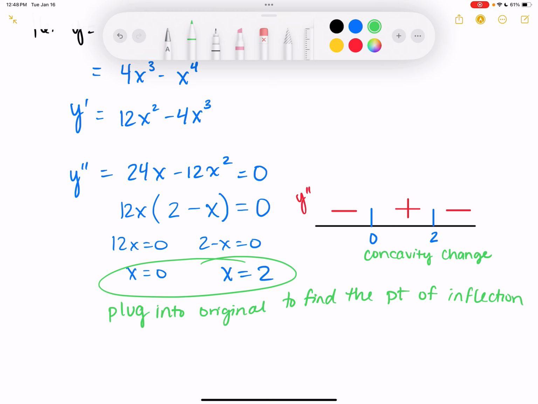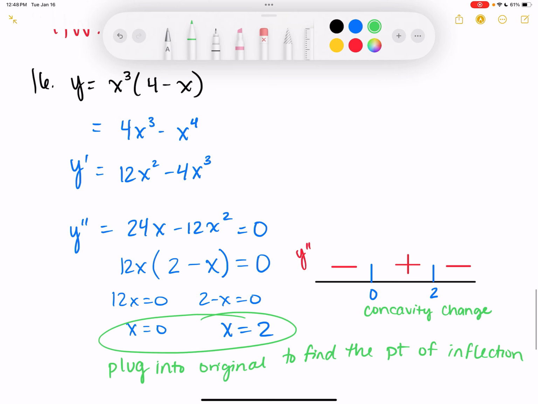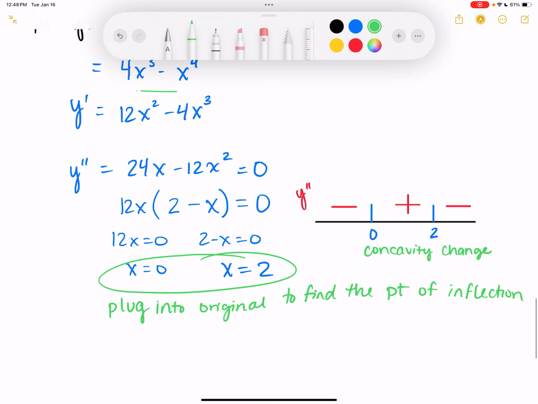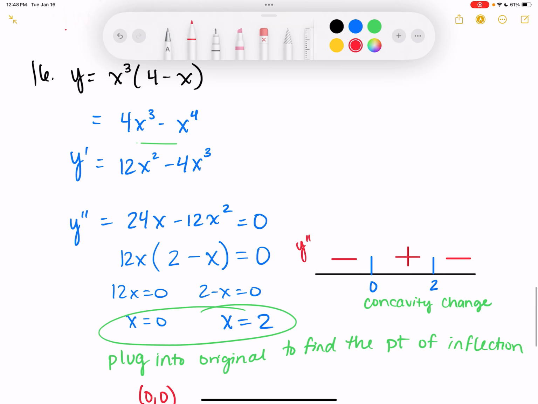Sometimes it will stay positive, and if it just stays positive, that's not a point of inflection. So that's why we have to check. So we plug these values into the original. If I plug 0 into the original, I get 0. If I plug 2 into the original, I get, it might be easier to do it in this one.